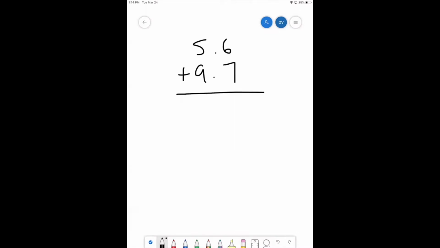So we can do, let's say, 5.6 plus 9.7. All right. So just do it as you would any regular two-digit addition problem. So do 7 plus 6, which is 13. Carry the 1. 9 plus 1 is 10. Plus 5 more is 15. So we're at 15.3 because you just bring down your decimal where it was at. So it's 15.3.